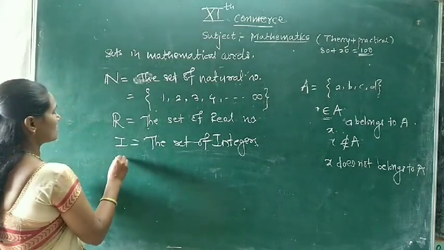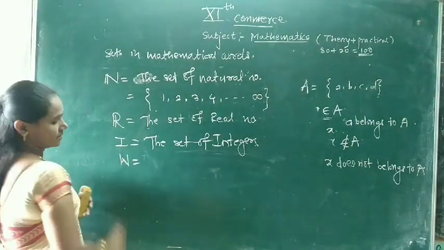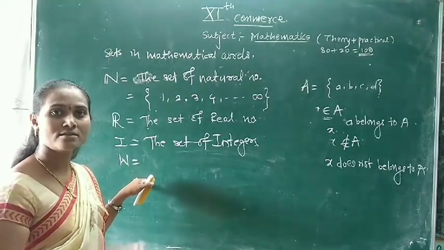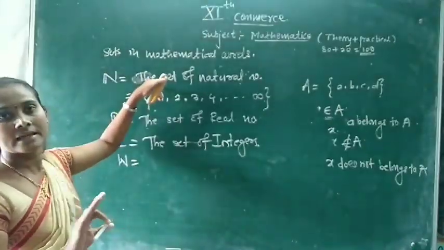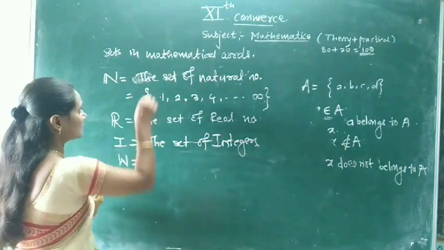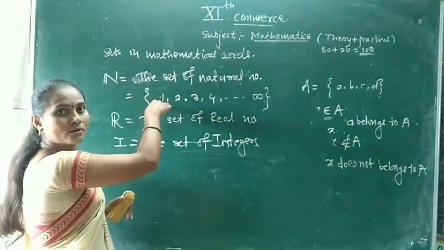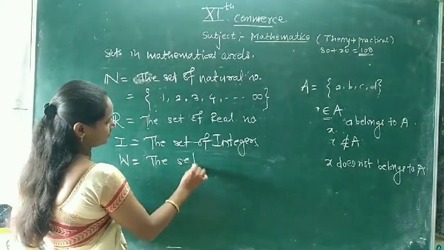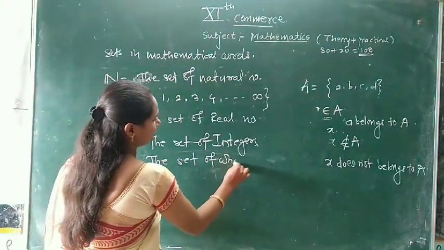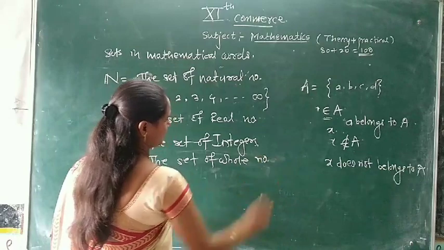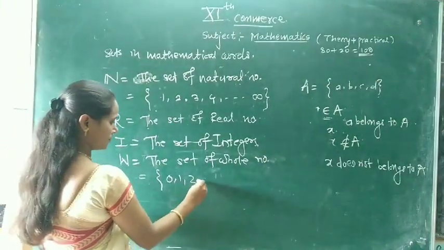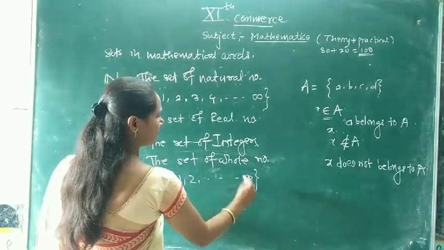Now the next one is whole numbers. It is denoted by W. Whole numbers means it includes 0, whereas the set of natural numbers does not include 0. W means the set of whole numbers, that is, it starts from 0, 1, 2 and so on up to infinity.